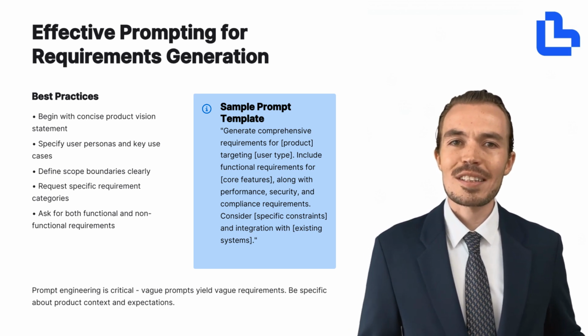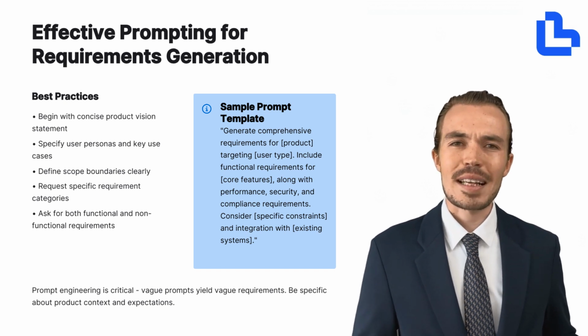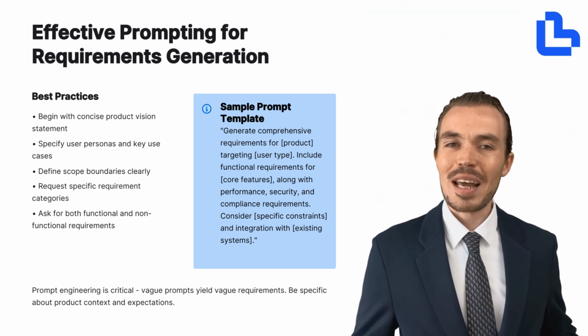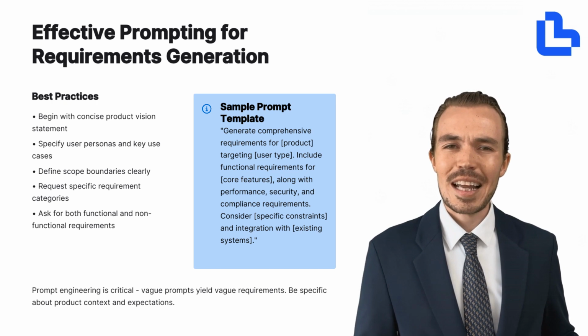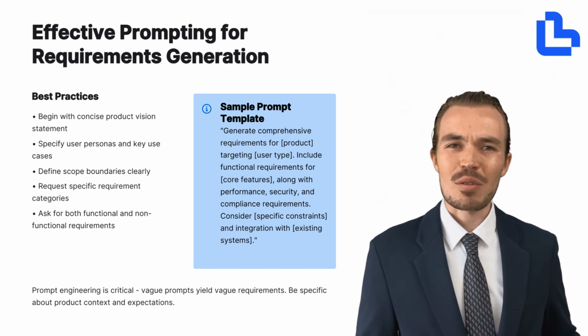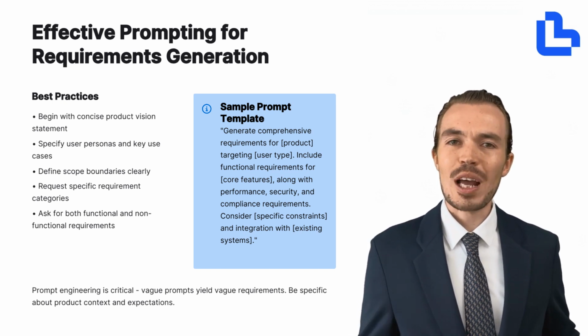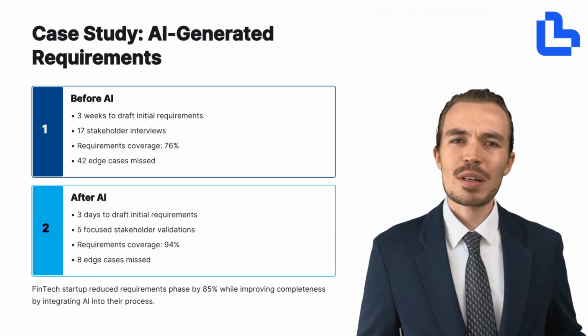Prompt engineering is a skill, and like any skill, it improves with practice. Vague prompts lead to vague requirements. But when you're specific about your product context and expectations, AI becomes a powerful partner in generating high quality, actionable requirements. Let's look at a real world example that illustrates the impact of AI on the requirements generation process.